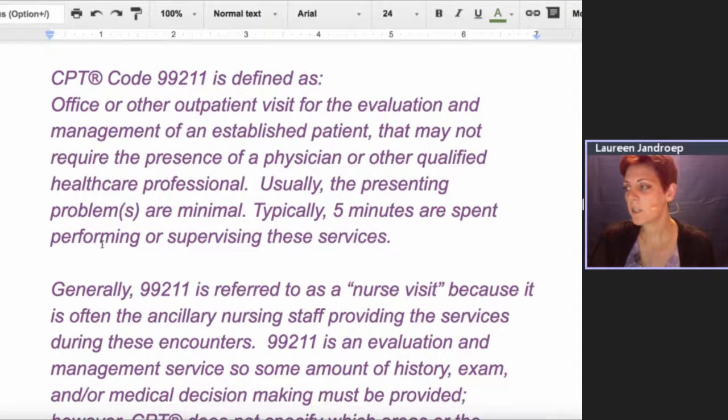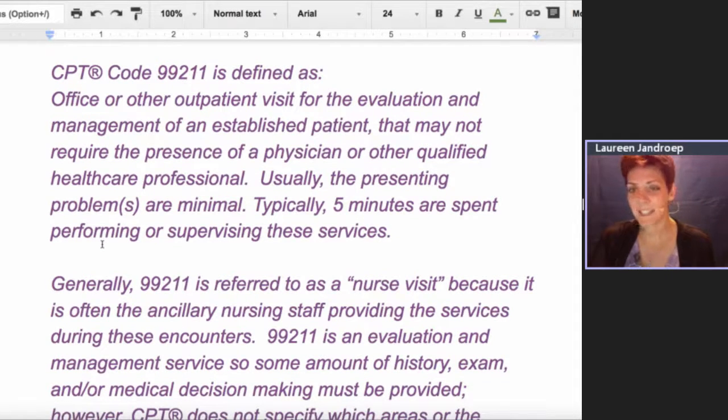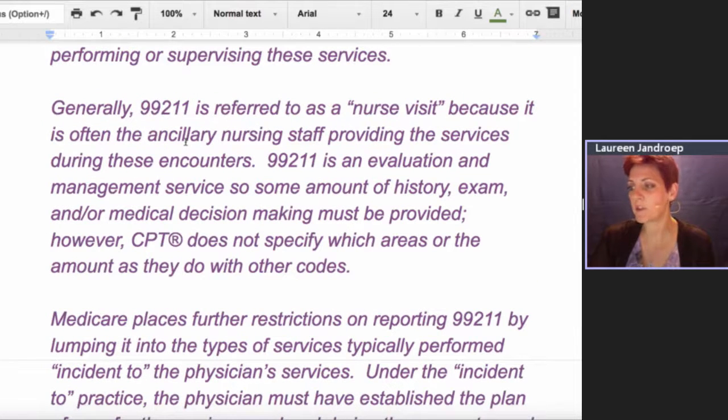So generally, it's often ancillary nursing staff that's going to be providing the services during the encounters, and it is an E&M service, so there is some HEM going on, history, exam, medical decision making. But CPT doesn't specify which areas or the amount like they do with other codes where they have discrete levels of history, exam, and medical decision making.